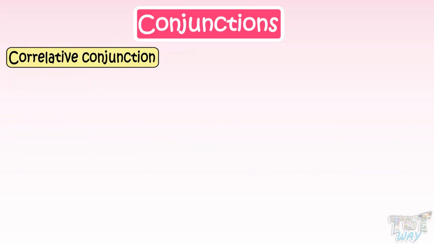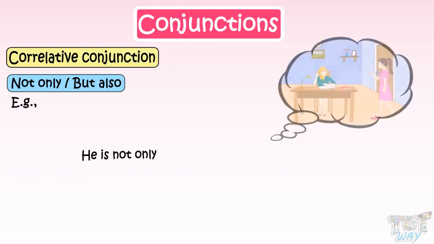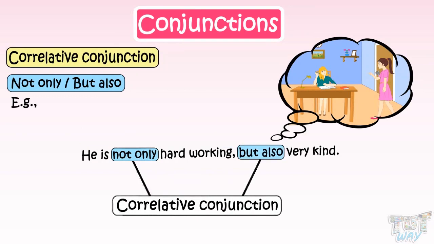The next correlative conjunction is "not only, but also." This pair of conjunctions is used when the two sentences are different from each other, but both of them are true. For example, he is not only hardworking, but also very kind. Here, the conjunction "not only but also" is used because both of the sentences are different, but both of them are true in the situation. Here we have an example.